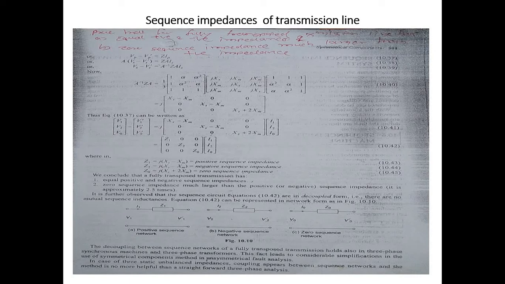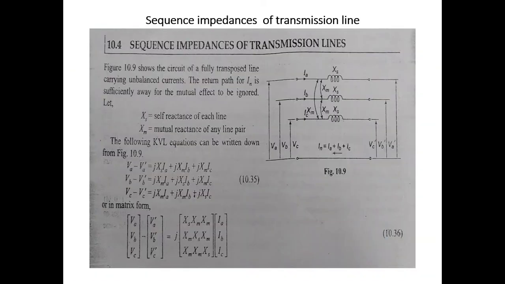Equal positive and negative sequence impedance. And another conclusion is that zero sequence impedance is much larger than the positive sequence impedance. In the exam, there will be a question: prove this statement, equal positive and negative sequence impedance and zero sequence impedance is much greater than the positive sequence impedance, in case of the fully transposed transmission line. So now we will discuss the sequence impedance of the transmission line.